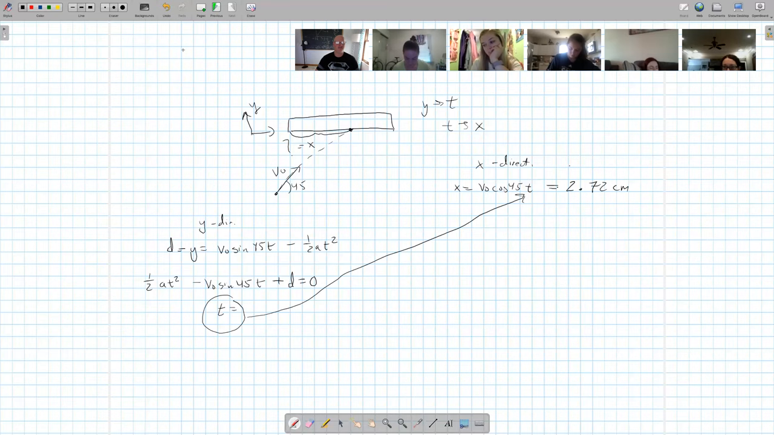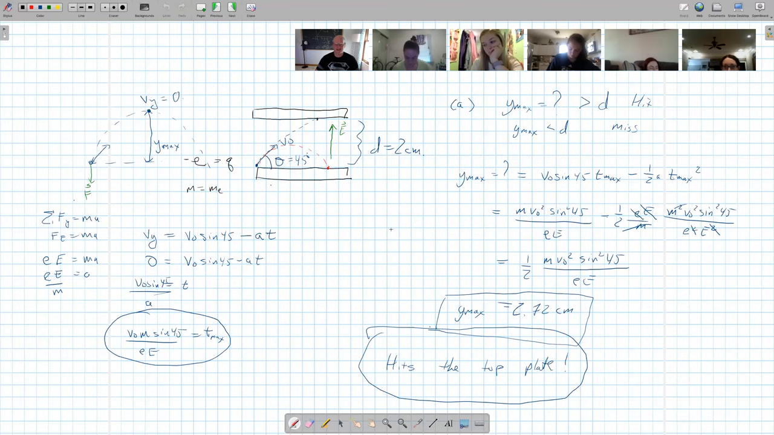Sorry, I need to go back a page. So here, actually, this distance was wrong. This was actually, sorry about that, 2.56. I wrote down the wrong one. Sorry about that. Fix that now. So if you go back and redo this, at least you have the right number.